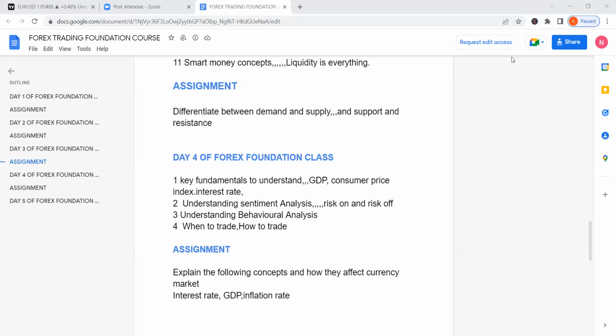GDP is the total summation of all income of everybody in a particular country. All right? It is different from gross national product, but we don't need that.